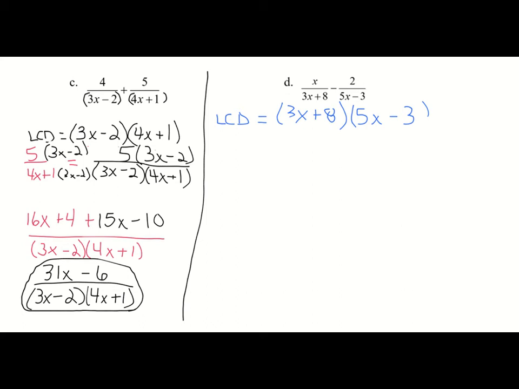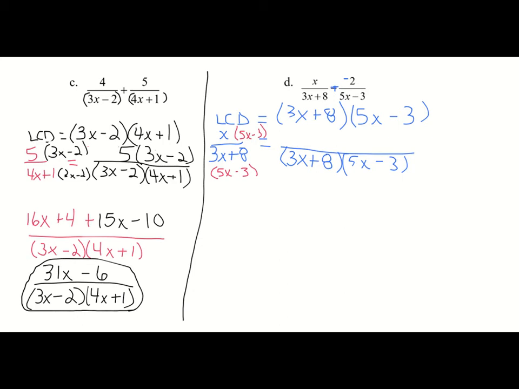So now we do have subtraction here, so we have to be mindful of that. And what I kind of do is when I have subtraction and I know I'm going to be distributing, I make this plus, so I make an addition of the opposite. So now I know to distribute that negative with the 2. So my first fraction is x over 3x plus 8. And I need to have a denominator of 3x plus 8 times 5x minus 3. So I am missing my 5x minus 3. So I'm going to multiply the bottom and the top by 5x minus 3.